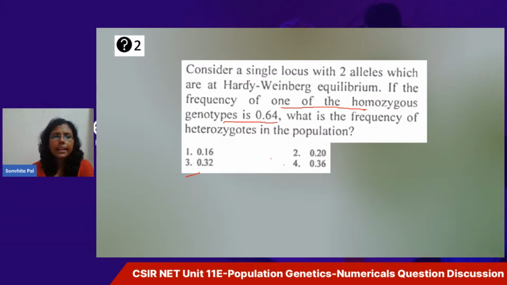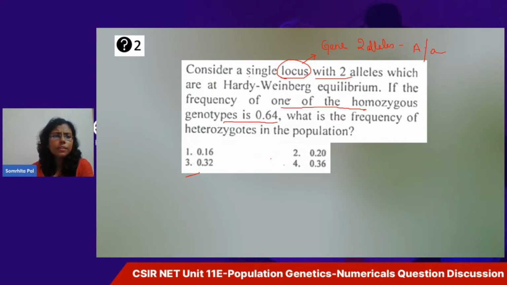Now you might ask me, what is the meaning of consider a locus with two alleles? Locus means what? It is referring to a gene, right? Every gene occupies a particular locus on the chromosome. So they are just saying that this particular gene has got two alleles. It doesn't have three alleles, four alleles, or just one form. It has got two alleles. So I can consider this as like capital A and there is a small a.